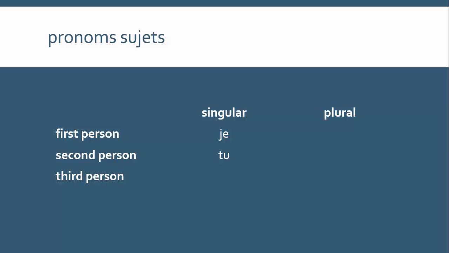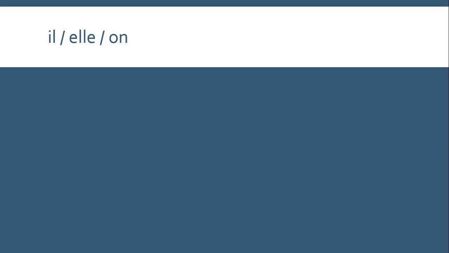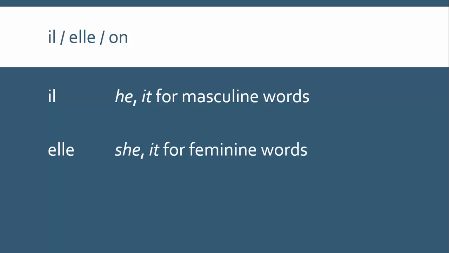The third person singular forms are il, elle, and on, so let's have a look at those in a little bit more detail. Il is he or it when it replaces a masculine word. Elle is she or it when it replaces a feminine word.